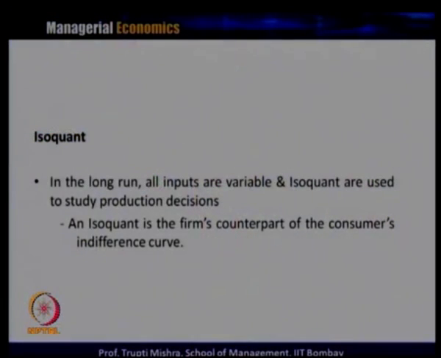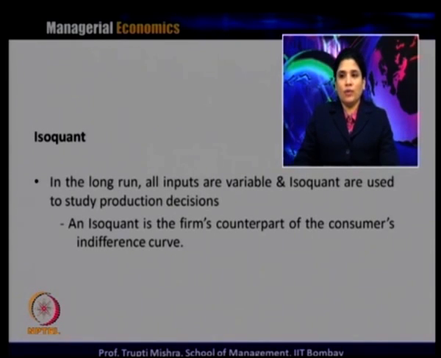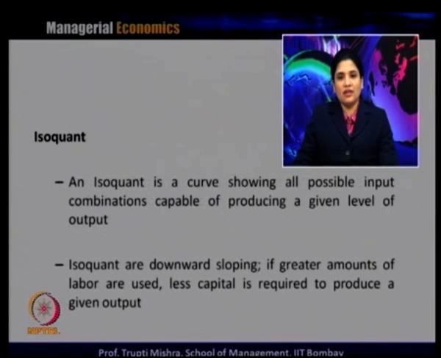The isoquant serves the same kind of utility in the case of production analysis. In the long run, all inputs are variable, and isoquants are used to study the production decision. Now, what is an isoquant? An isoquant is the firm's counterpart of the consumer indifference curve. If you remember the indifference curve, it is nothing but the producer indifference curve in the theory of production, or in production analysis.